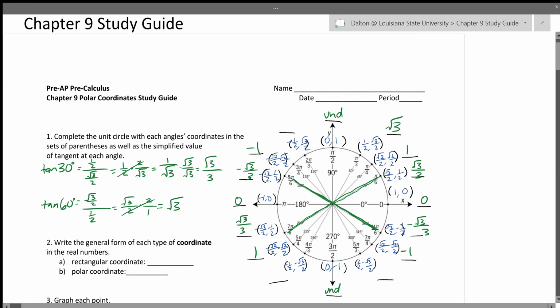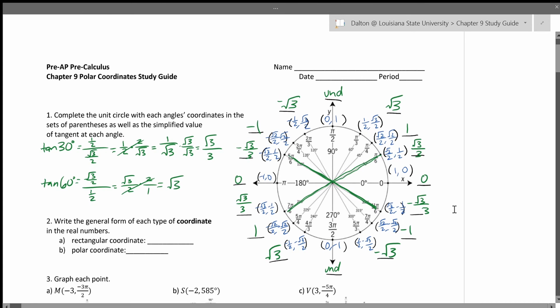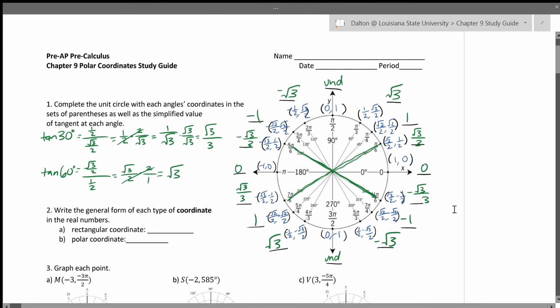It's going to be the same as 240 degrees. And then the other two are going to be the negatives of that because that has a negative slope. So if you fill this out at the beginning of your test, this will shed off a lot of time from you having to actually solve this on your test when you can reference it on your circle. Number 2, write the general form of each type of coordinate in the real numbers.